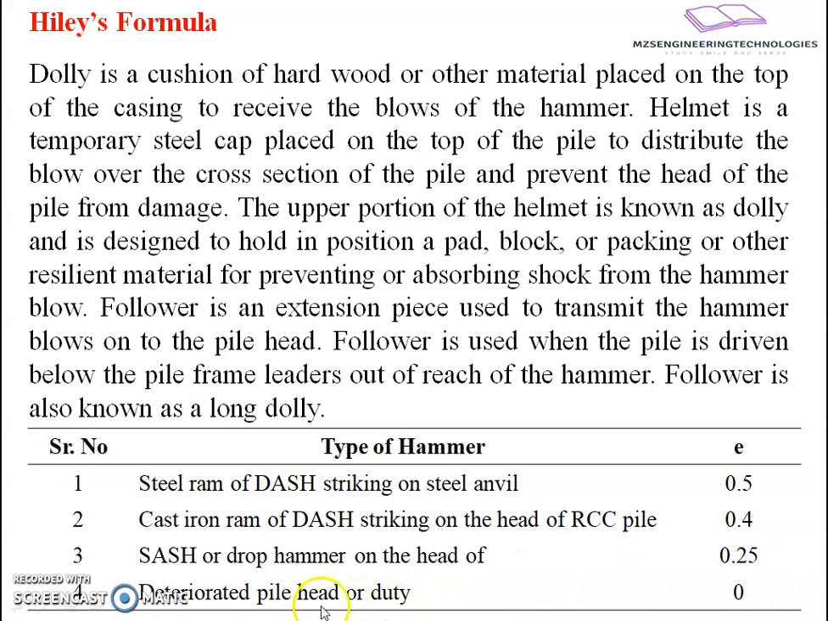And in case of a deteriorated pile, means where there are damages, pre-damages to the head, and we are just keeping this pile as a dummy pile. It is not going to take any part related to structural load transformation. It is just to have a supporting system. In that case, we are going to say the value of e is equal to 0.